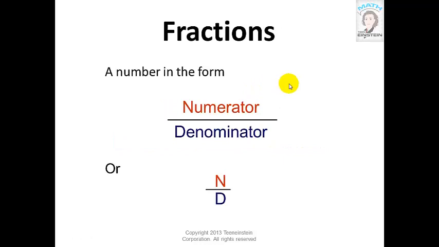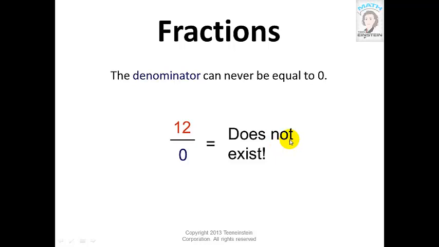A number in the form of something on the top and something in the bottom is called numerator over denominator. The number on top is called the numerator. The number on the bottom is called the denominator. We usually use the letters N and D to denote a fraction. A fraction will have a numerator and a denominator.